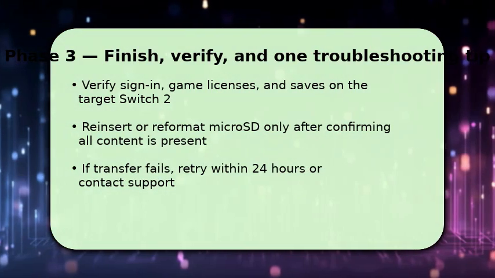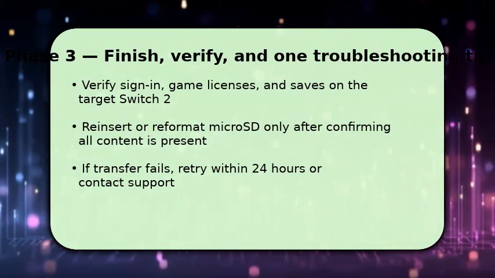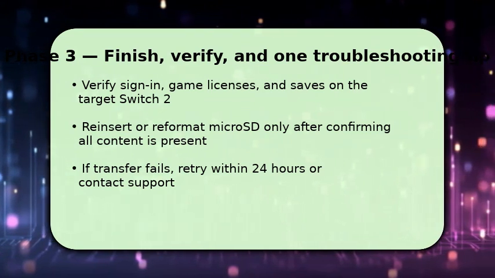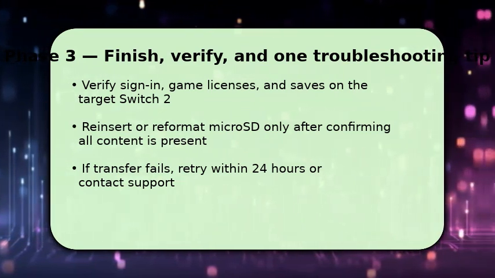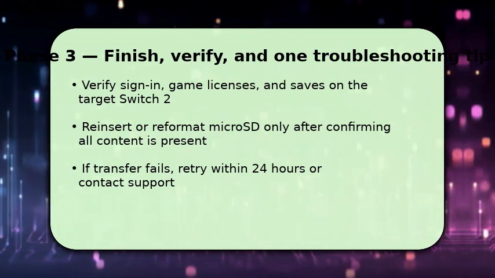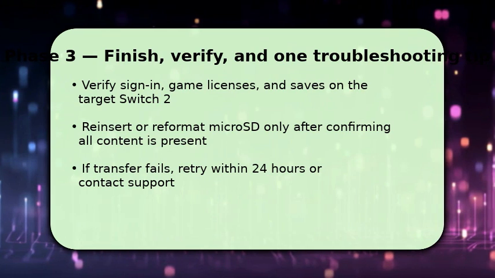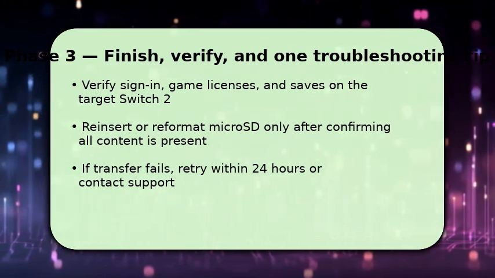You finish by signing into the target Switch 2 and verifying your games, profiles, and save data are present. Check licenses in Nintendo eShop if needed. Once confirmed, handle the micro SD per the prompts. Do not format until you see everything.